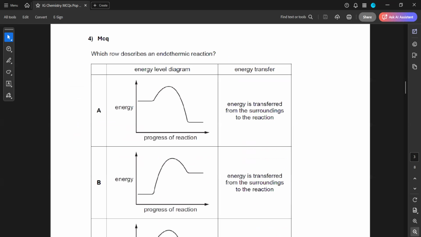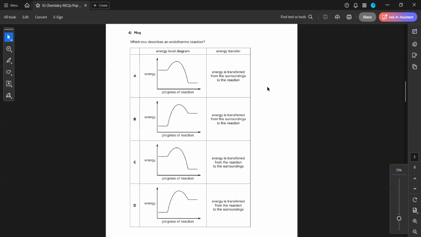Question 4, which row describes an endothermic reaction? So endothermic reaction means reactants have less energy and the products will have more energy. So the correct answer for this one is B.